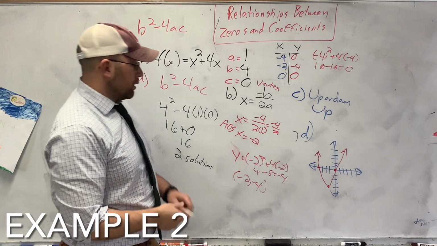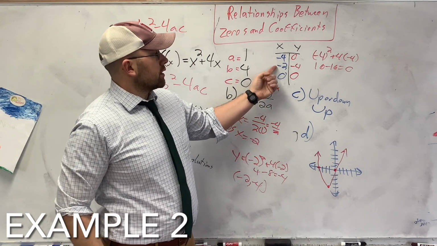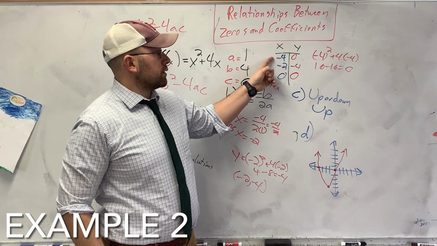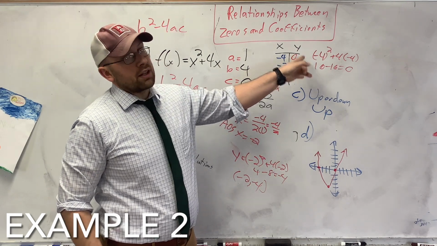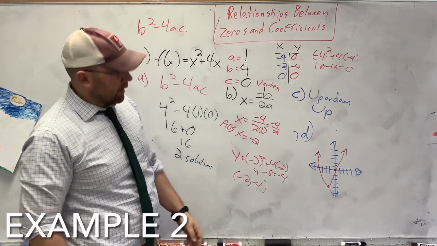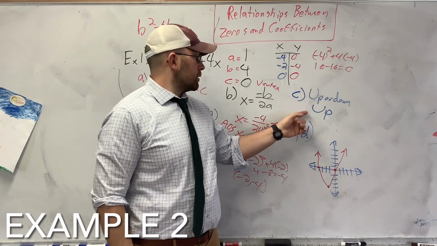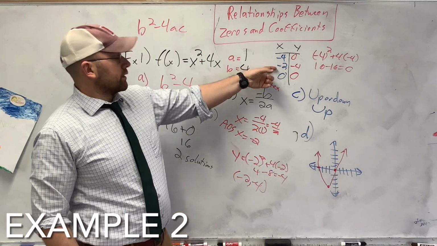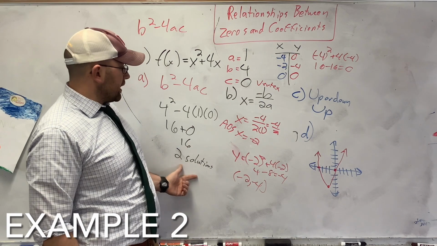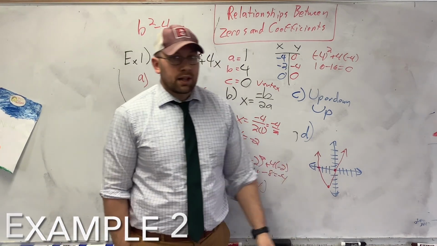How I knew that I wanted to use 0 here is because there's a difference of 2 there and there's a difference of 2 there. So these two answers on that side should be exactly the same. And it does open up, which is correct. I confirm my vertex here, and it has 2 solutions. So I know that is accurate.